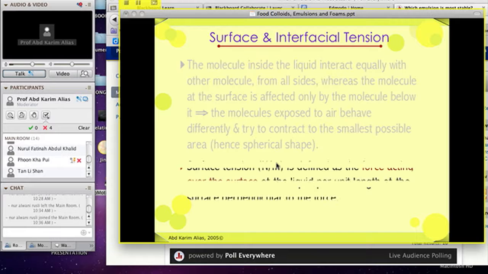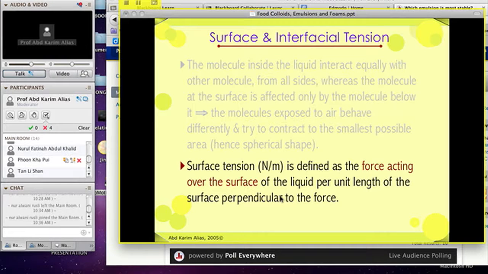So we define surface tension. The unit is Newton per meter. We define surface tension as the force acting over the surface of the liquid per unit length of the surface perpendicular to the force. So it's defined as force, Newton, acting over the surface per unit length, per meter. So that's how we define surface tension.